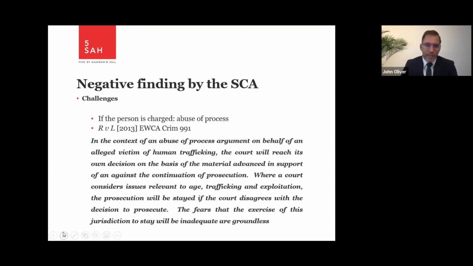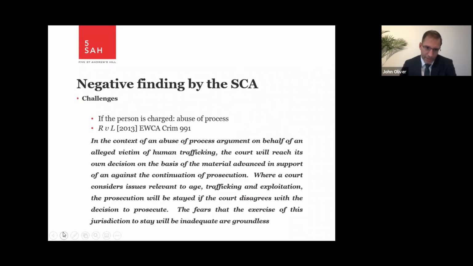If a negative finding comes along, you can, well, actually, in some respects, this bites whether there's a negative or a positive finding by the authority. If a person is charged, whatever the outcome, but if there's information that nevertheless suggests that the person is a victim of trafficking, there's a potential, and I say potential because Chris is going to talk more about this, of mounting an abuse of process argument before the court.